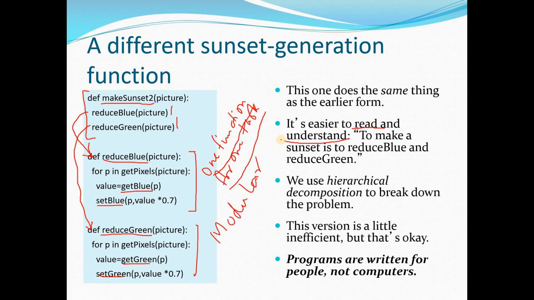So you see over here, one unit only reduces blue color, another unit only reduces green color. So to make a sunset, you can easily understand, it is to reduce blue and reduce green. You are making a sunset by calling these two functions, reduce blue and reduce green. Now this thing has nothing to do with media computation. This is purely related to programming style.